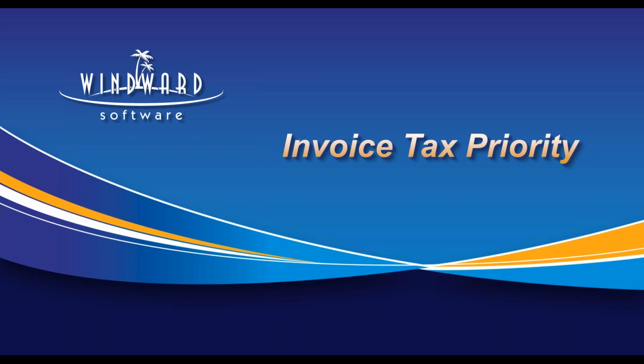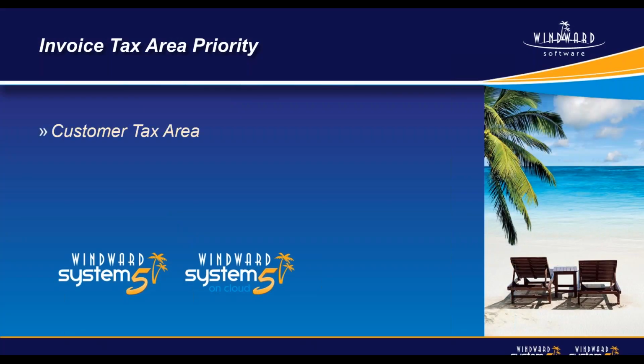For the invoice tax priority, we have three types of setups. First is the customer tax area, which you can set up on the customer's account, and then the ship to area, which is also your customer, but you have a section in your invoice for ship to. And the last one is the department area. If you have multiple departments, you can make use of the department area. So you can choose different taxes for each of the departments or locations.